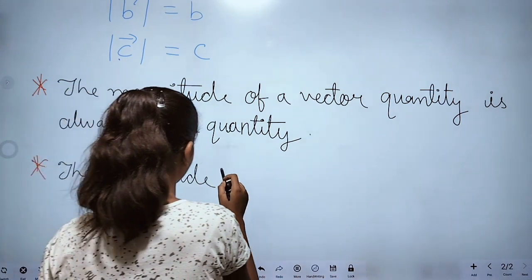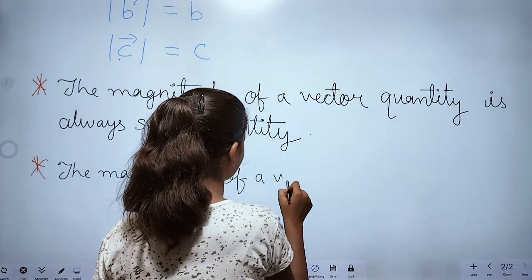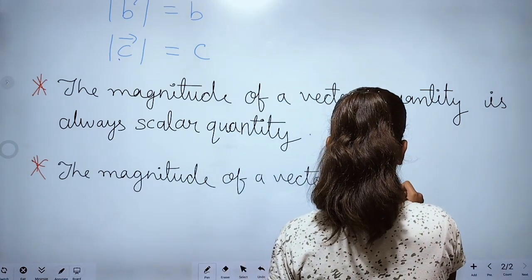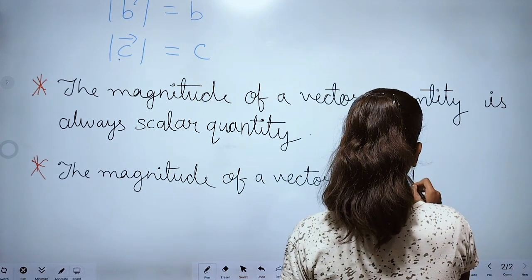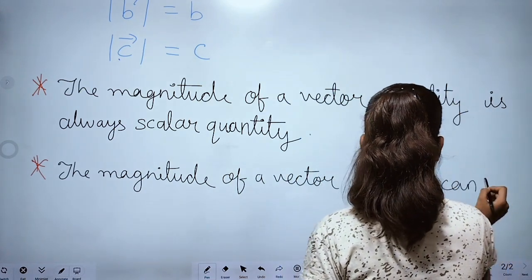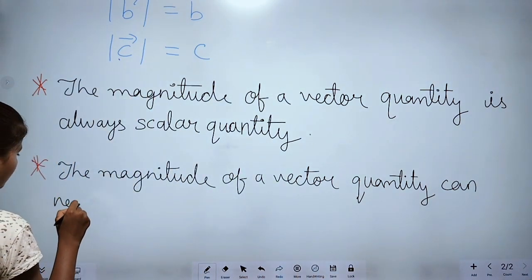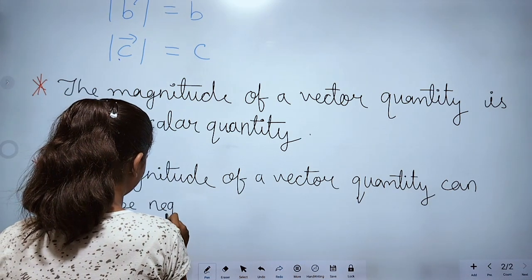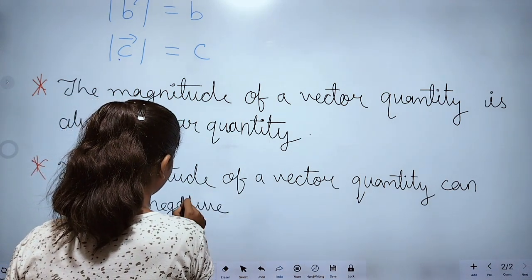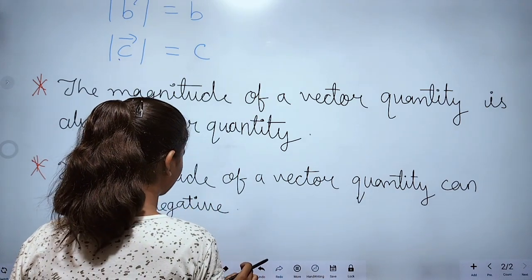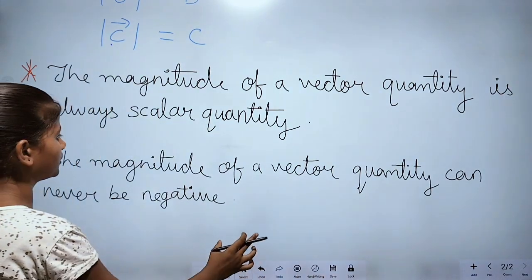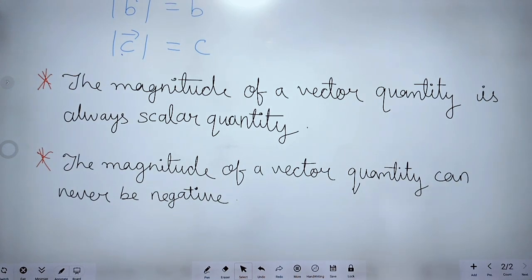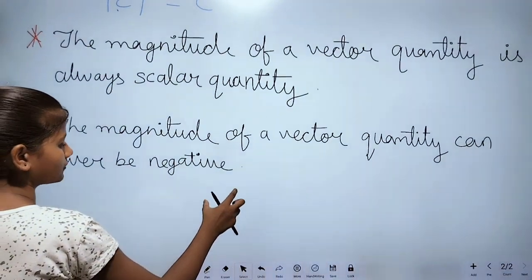The magnitude of a vector quantity can never be negative. We point out that the magnitude of a vector quantity can never be negative. Why? Let's see here.